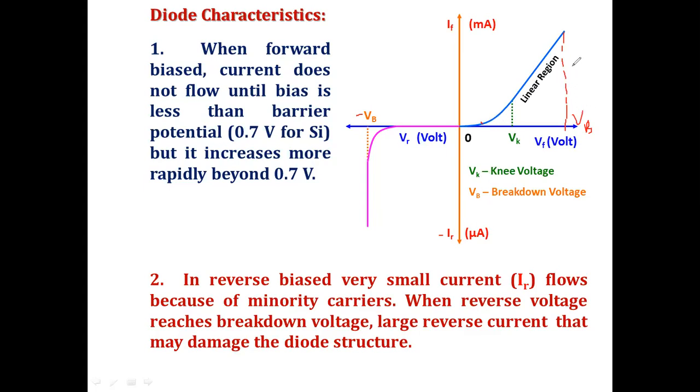Now VB is the breakdown voltage, for the positive supply. For the negative supply, what will happen? By giving positive to the n semiconductor and negative to the p semiconductor, the opposite direction, the electric field of the barrier potential will increase, and it will not get a path to flow the current. As I increase the voltage, again I increase, 0.7, 0.1, 2, 3, 4, 5, 6, up to the breakdown voltage.